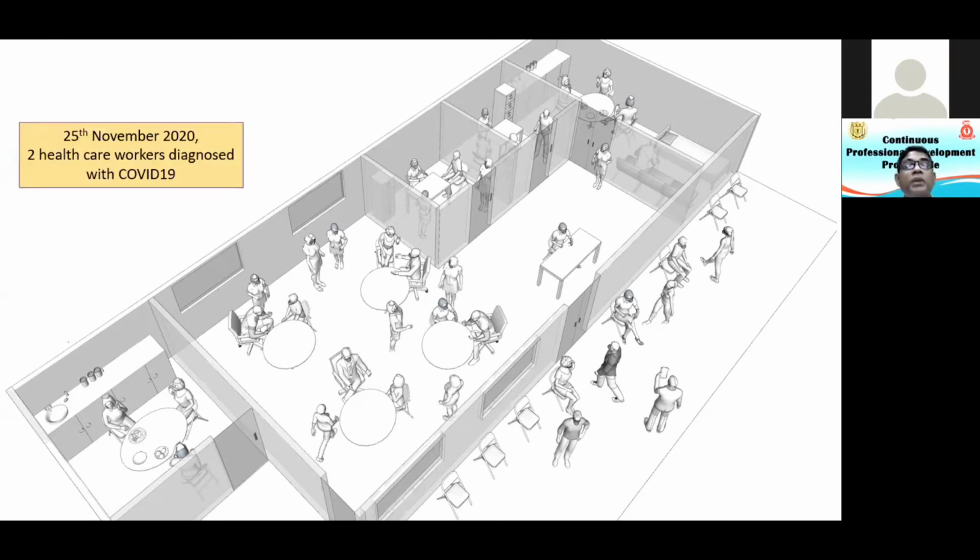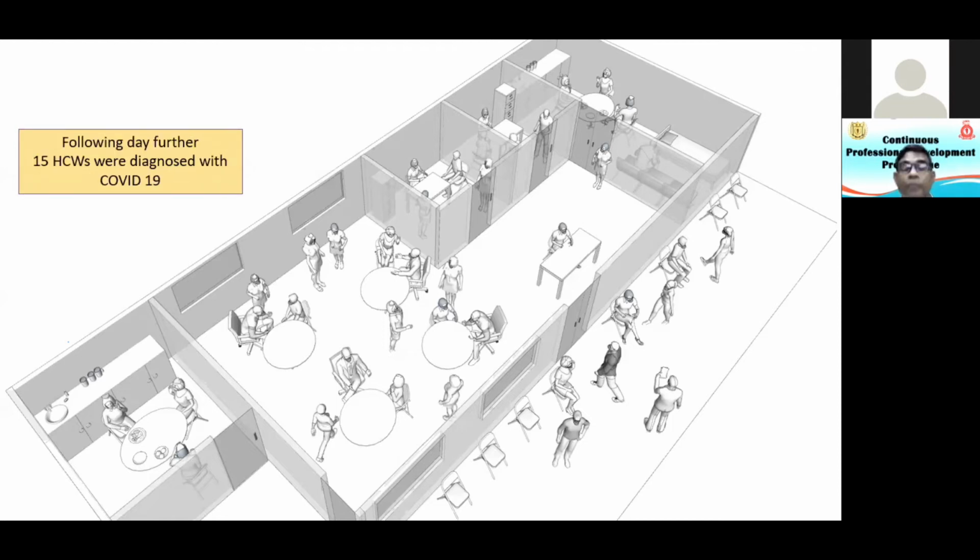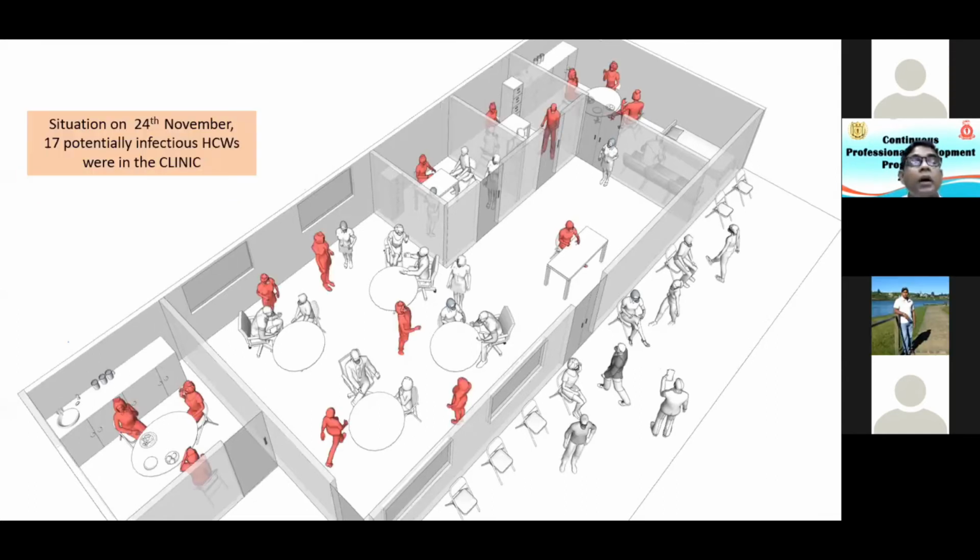On 25th November 2020, 2 healthcare workers were diagnosed with COVID-19. When there is evidence of nosocomial or hospital spread, we generally investigate further. On the following day, we identified 15 additional healthcare workers who had COVID-19. And this is the scenario on 24th November. You can see the red individuals, the healthcare personnel, were the carriers or the disease spreading individuals.